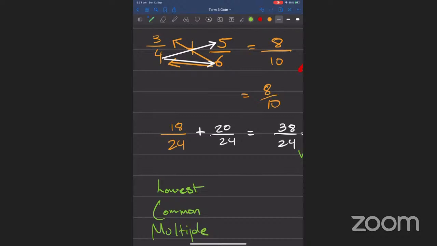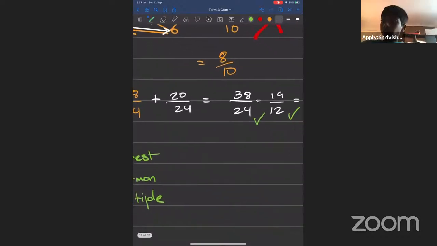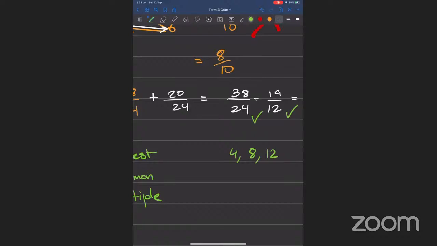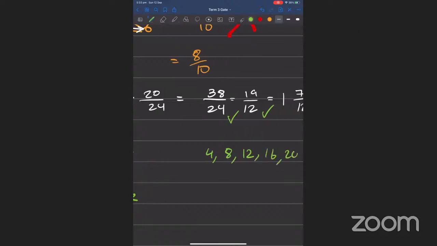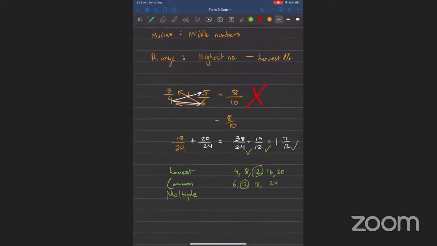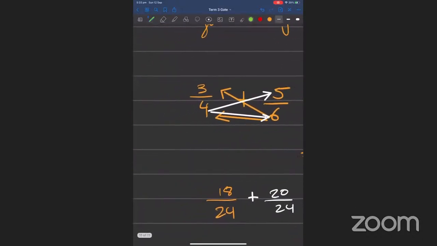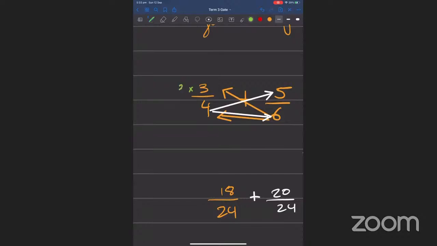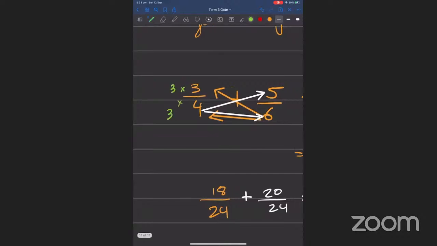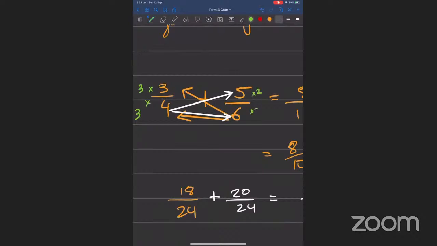LCM. So what's the lowest multiple that they both share? 4's multiples are 4, 8, 12, 16, 20. 6's multiples are 6, 12, 18, and 24. The first one that they both share is 12. So instead of multiplying 3 over 4 by 6, you multiply this by 3, and you multiply this by 3. And on this side, you multiply the top by 2 and the bottom by 2. You guys understand? That's the lowest common multiple.